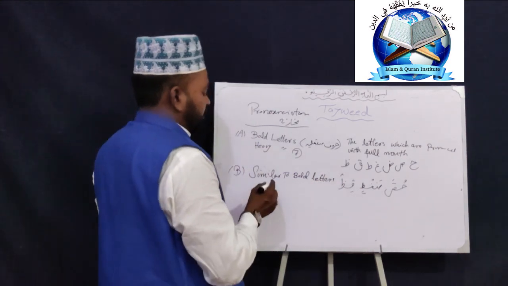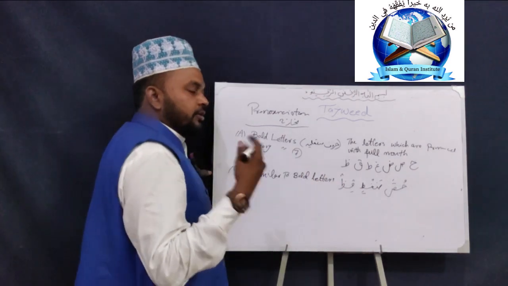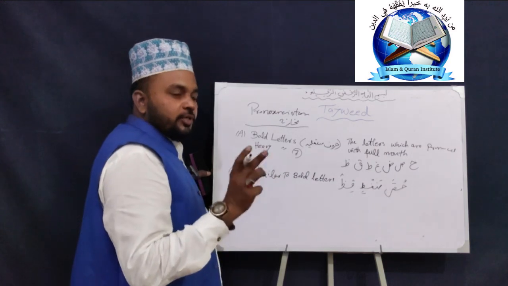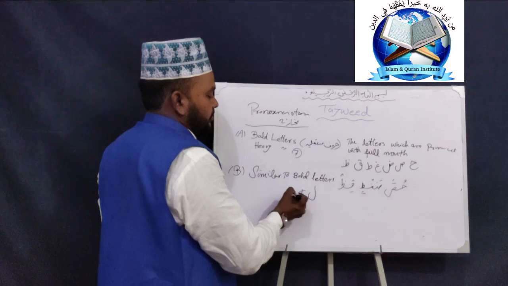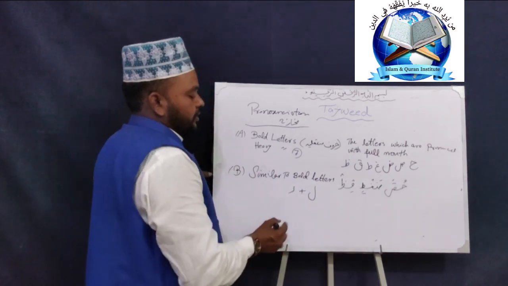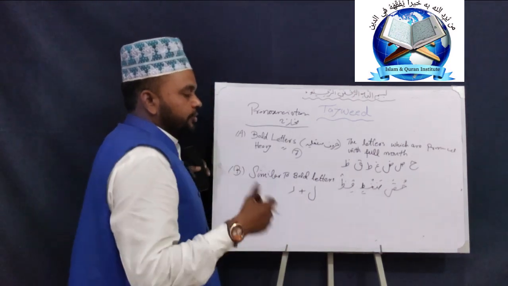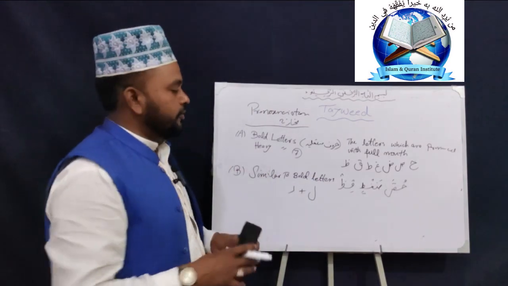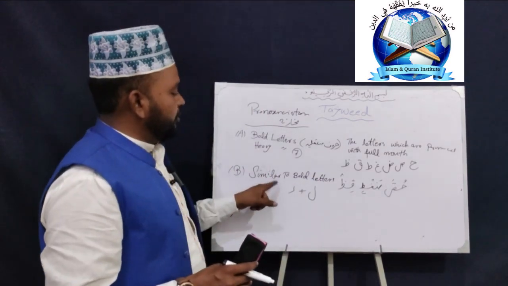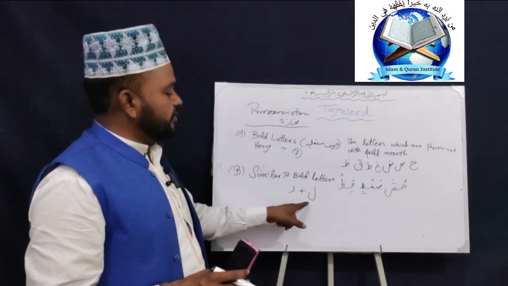Similar to bold letters means the letters which are not always bold. Sometimes they are bold, sometimes they are light, and they are only two: lam and ra. We would read later on when we read them as light and when as bold. Simply, you are supposed to memorize here that similar to bold letters total are two.